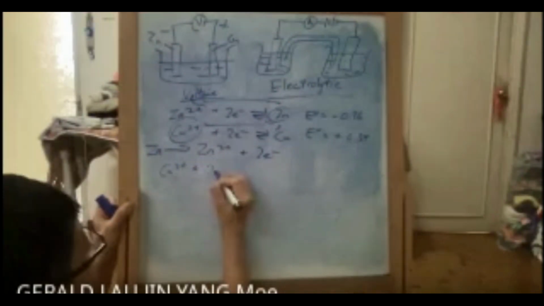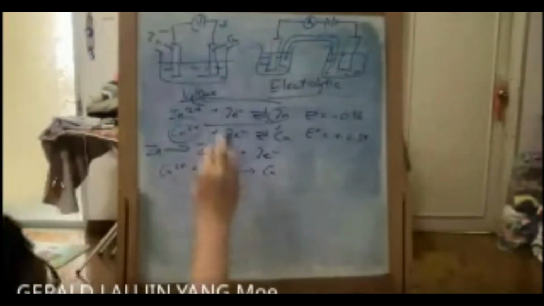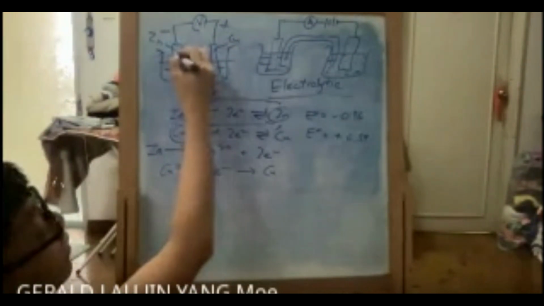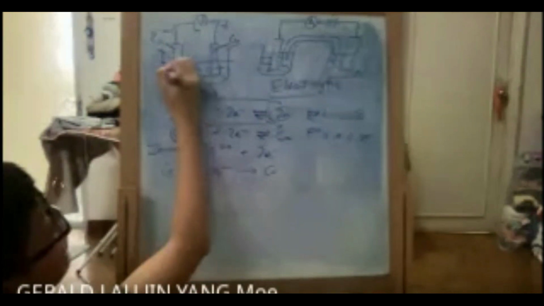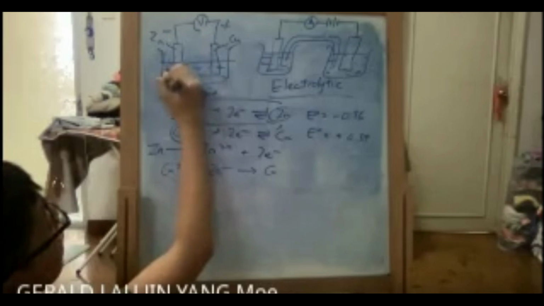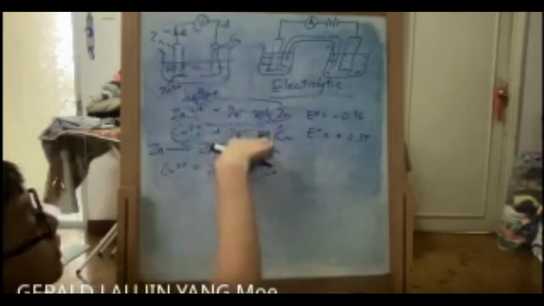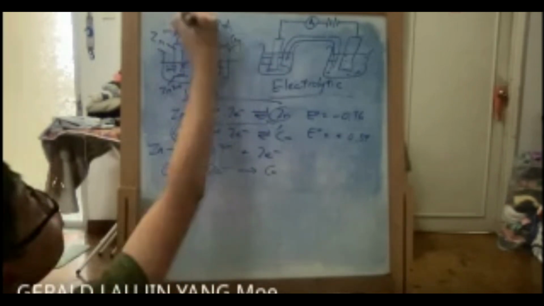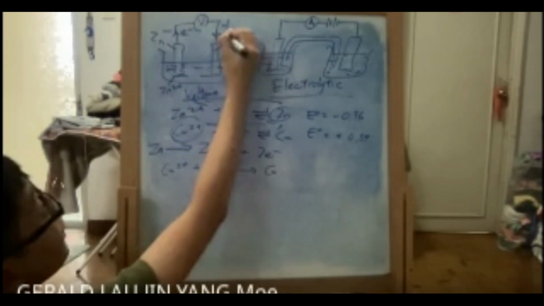The bottom one, start from where? Left, yes, correct. Left. Go to the right. So copper 2 ion accepts electron to form copper atom. So what happens? Here zinc will ionize, producing zinc ion in here. It releases electrons, right? Electrons flow, come here to the copper electrode.